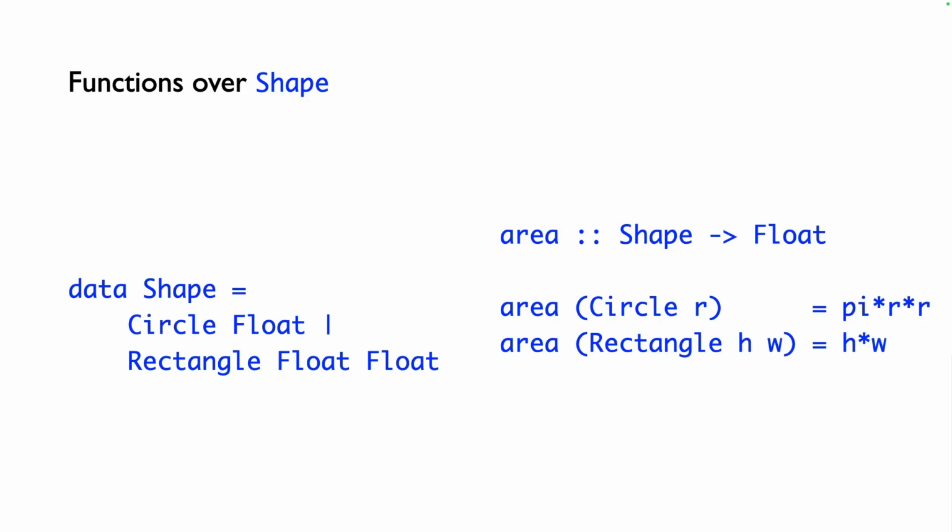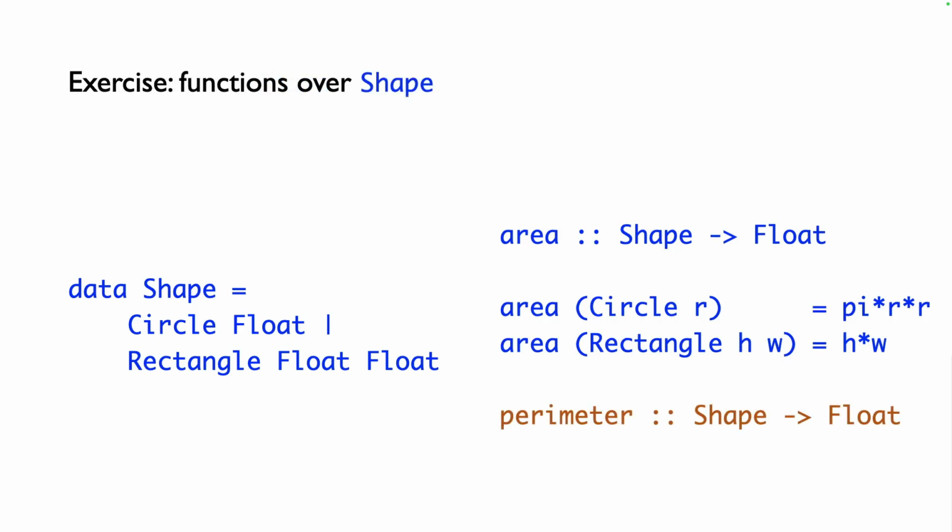So we're using pattern matching here. R and H and W are variables. The first equation says the area of a circle with radius R is pi R squared. And the second equation says the area of a rectangle with height H and width W is H times W. So those are just like the definition of what the area is of these particular geometric constructs.